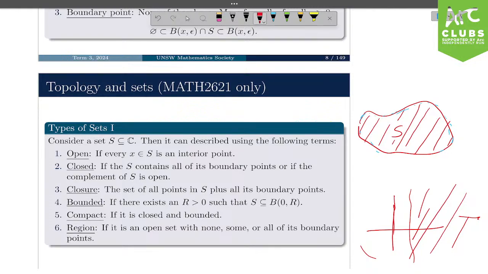Compact is just if it's closed and bounded. And a region is basically in between open and closed. So it's an open set with some amount of its boundary points, maybe all, maybe none. So that's how we define it.